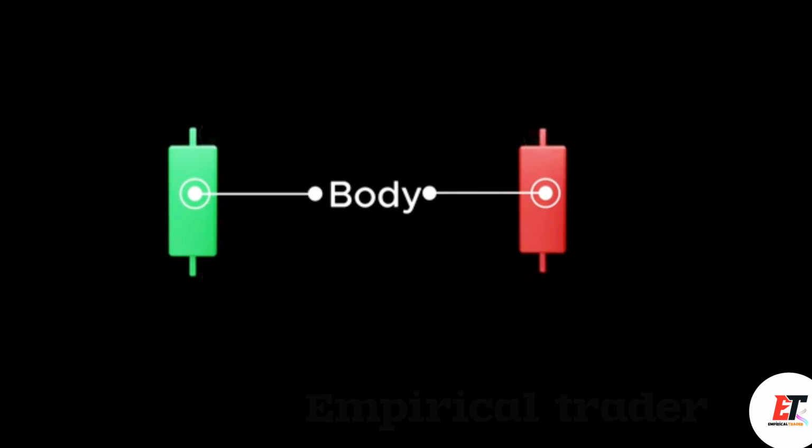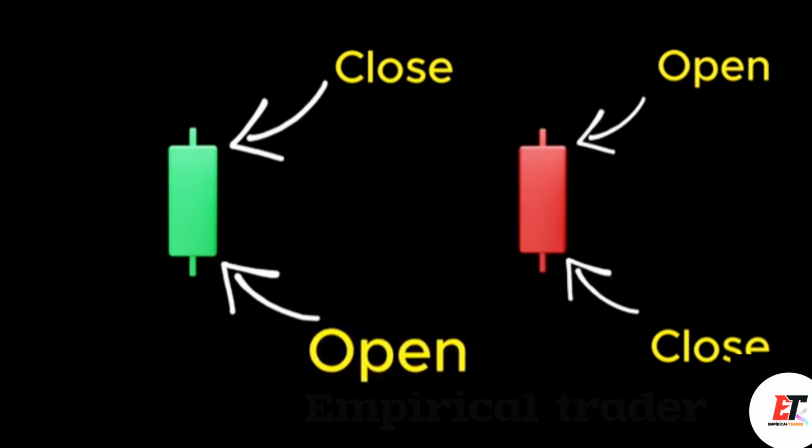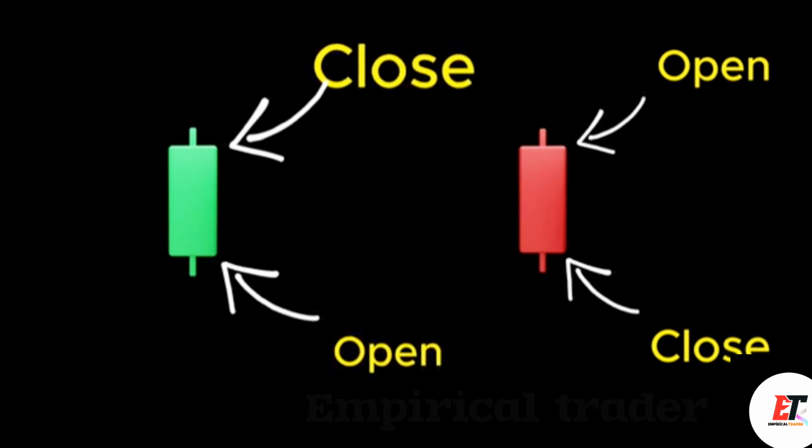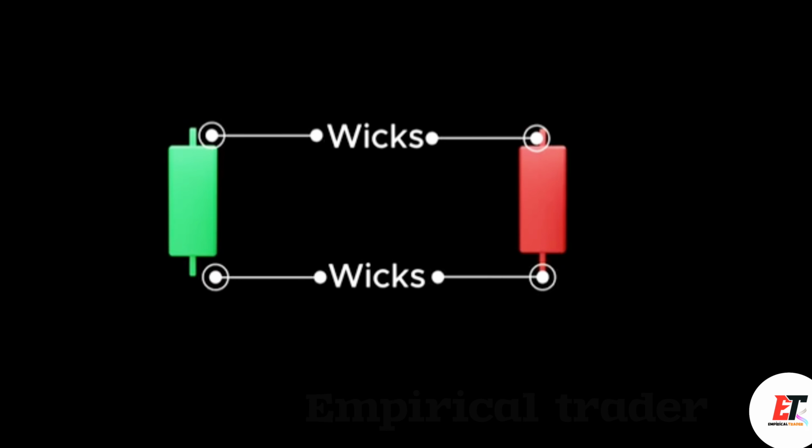The body represents the price range between the opening and closing prices. It is important to note that the open of a green candle is below the body, and the close is above the body, while the opposite is true for the red candle. It opens above the body and closes below the body, while the wicks extend above and below, revealing the highest and lowest points reached during the time period.